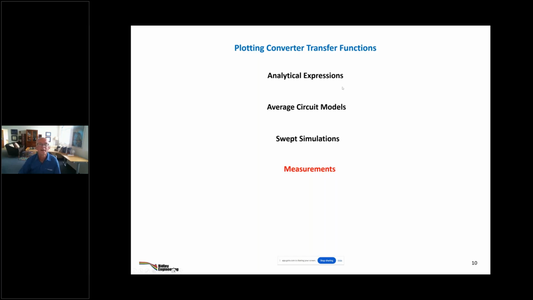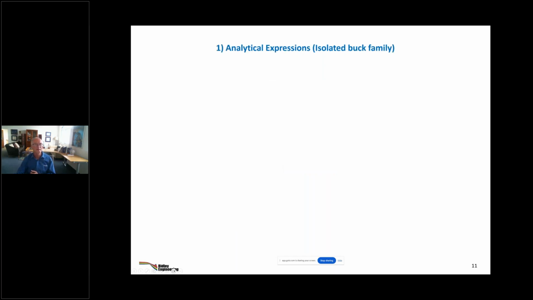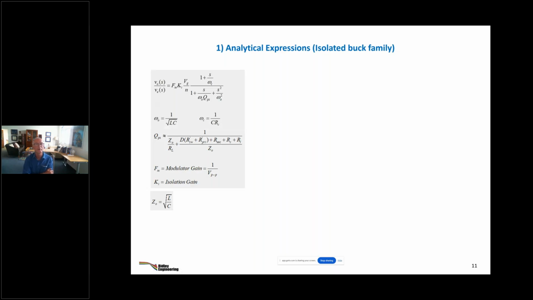So, analytical expressions, isolated buck family. Let's start with a set of analytical expressions. Here they are. Here's the buck. And you can find these expressions in any textbook on power electronics. So it looks like a second order transfer function.